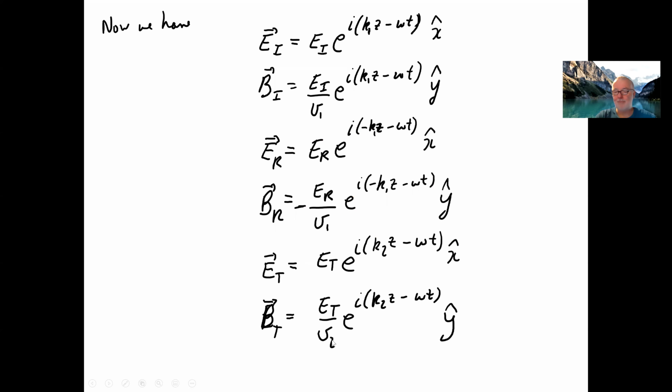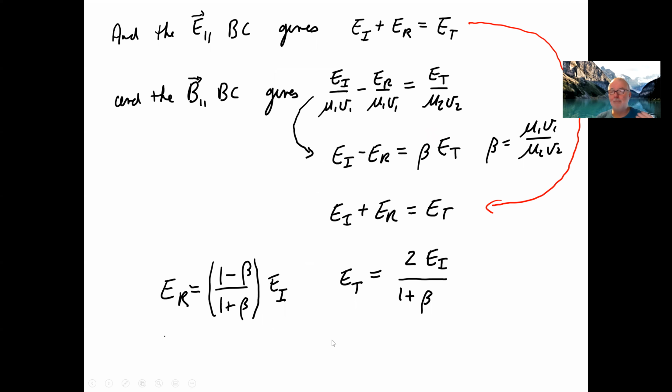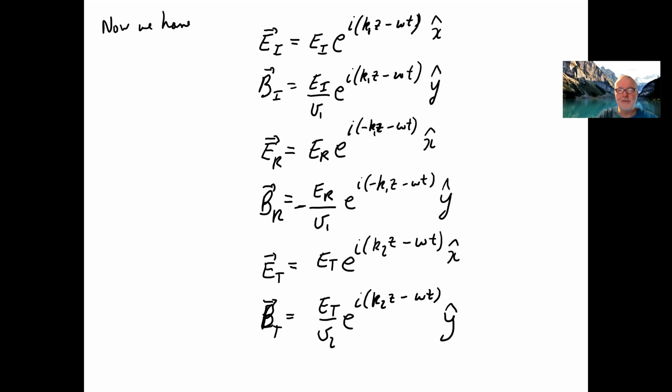So I've got these now, and what I'm going to do is just apply the boundary conditions, right? But the boundary conditions now are really simple. The first time we applied the boundary conditions, what that did was tell us that the polarization of the incoming wave is the same as the polarization of the reflected and transmitted wave. And that allows us to rewrite these equations in a much simpler form.